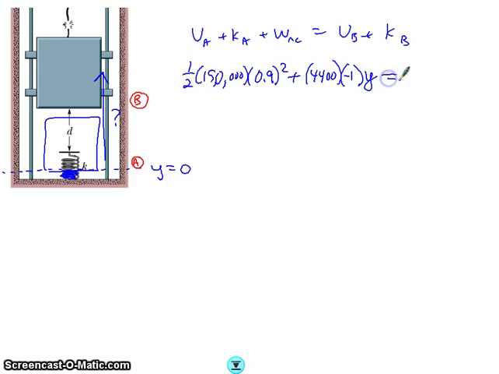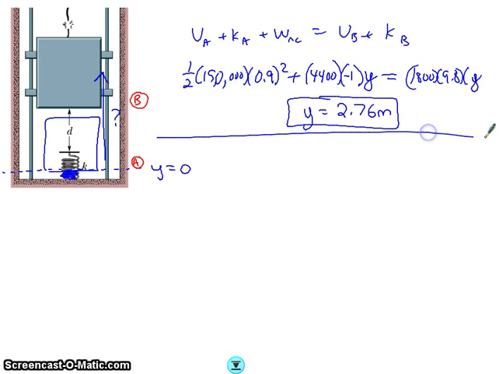On the other side of the equation, when it gets to the highest point, the only type of energy it'll have is gravitational potential energy. So that's m, which is 1,800 times 9.8 times y. And so that's the equation that you need to solve for a y value. If you do that, you should get 2.76 meters. And that's your answer to C.